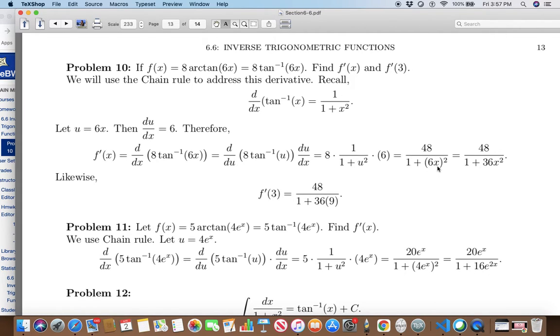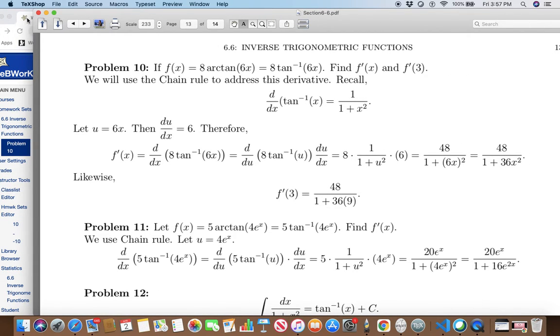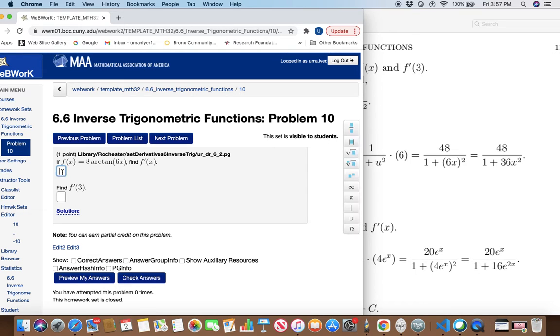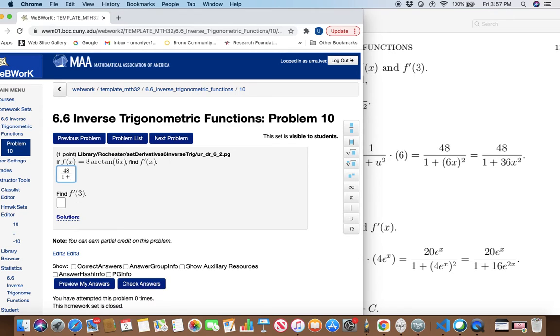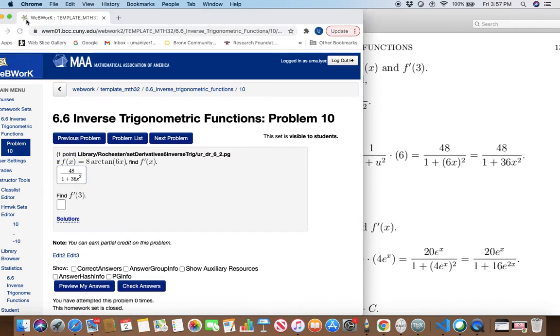1 plus 6x squared, 36x squared. All right. So the derivative with respect to x is 48 over 1 plus 36x squared. Okay, I hope it's clear. u is 6x, so it's squared. Now, I want to evaluate it at 3. When x is 3, that becomes a 9. So that's all the difference. I don't even need to calculate.